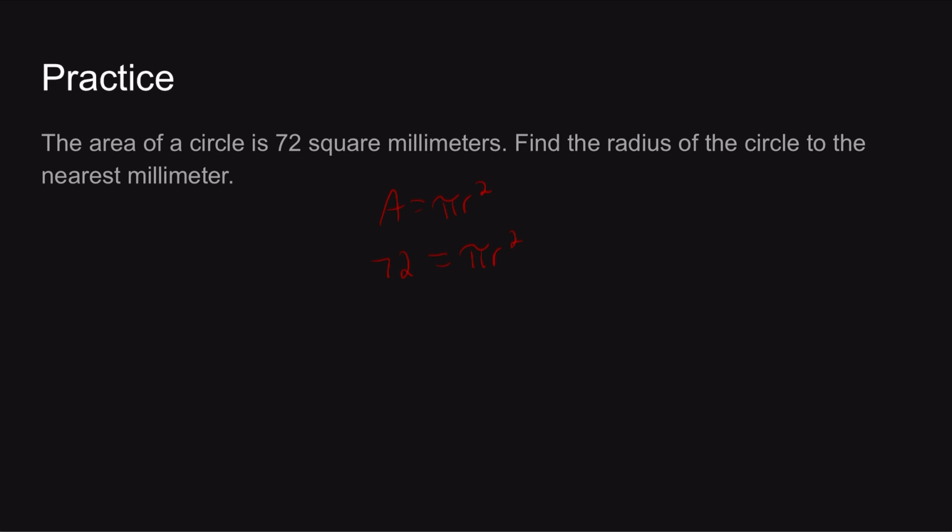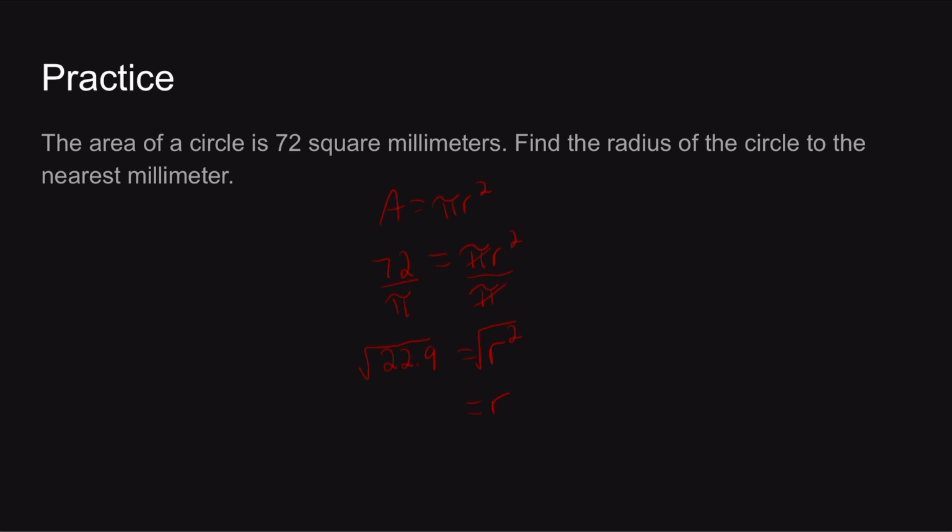So first we're going to get rid of the pi. 72 divided by 3.14 gives us 22.9 equals r squared. Now it's a one step. To get that r alone, we do the opposite of squaring, which would be the square root. That gets r alone. And then we got to put in our calculators. What's the square root of 22.9? That's going to give us a big decimal.